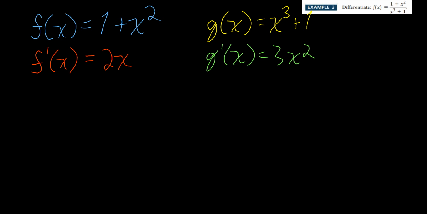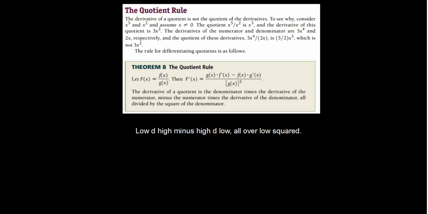Since this is just a small pane, we're not going to do this again. Okay, so it's high d low minus low d high all over low squared. I'm pretty sure that's what I put. Exactly right? I just want to make sure I didn't put in another word.